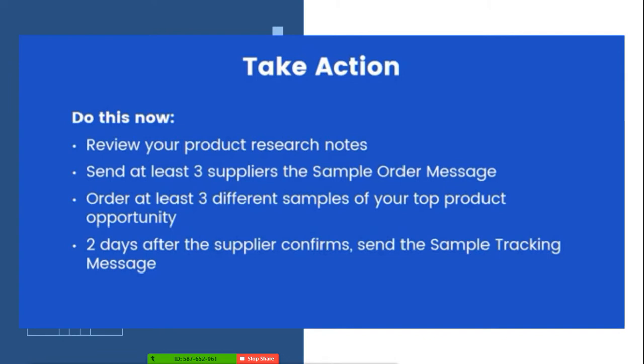Review your product research notes once you receive them. Send at least 3 suppliers the sample order message. Order at least 3 different samples of your top product opportunity. 2 days after the supplier confirms, send the sample tracking message. Okay, after the suppliers have sent the samples, you will send the sample tracking message to the suppliers for them to give you a tracking number and for you to be able to track where your samples are.